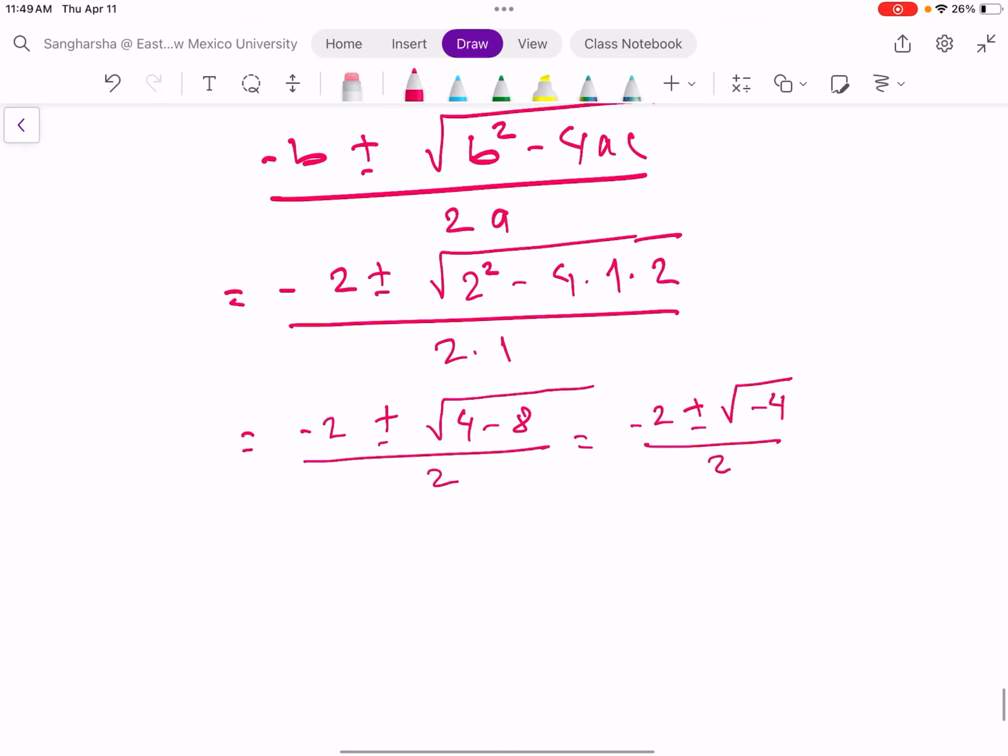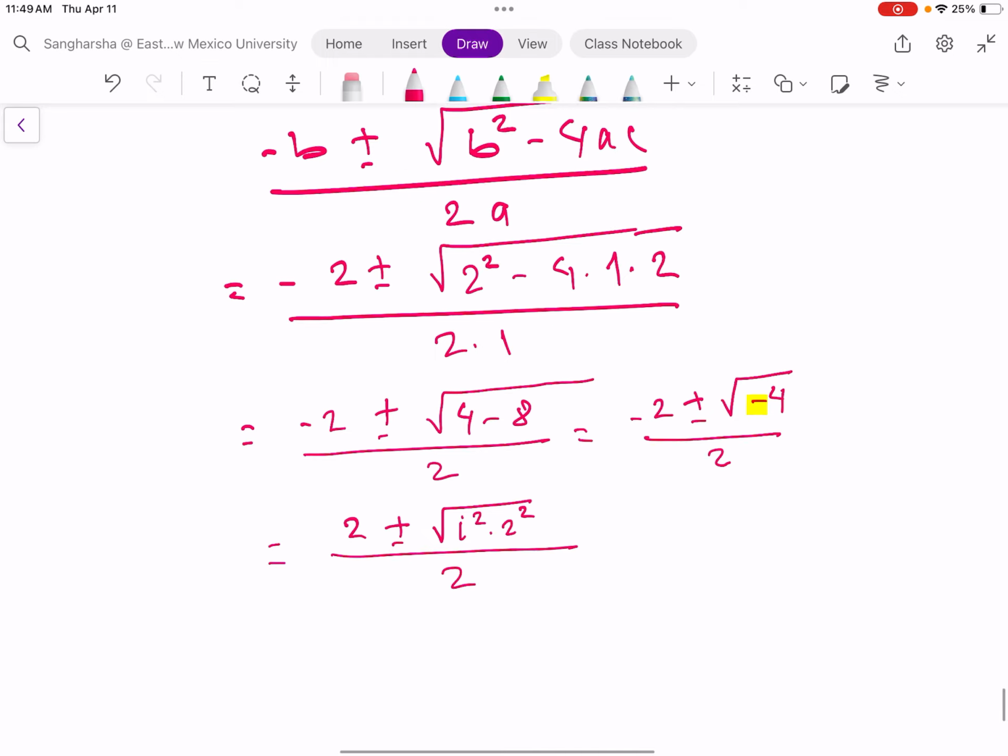Now what kind of number are we going to get here? Complex, right? We have a negative under the radical sign. And how do we get rid of that negative? By replacing it with i squared. And 4 is 2 squared. Do you agree? Okay, divided by 2.